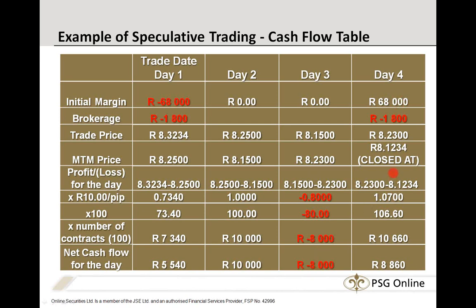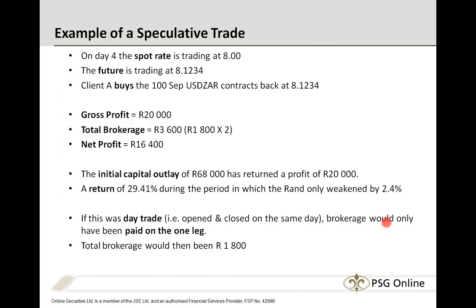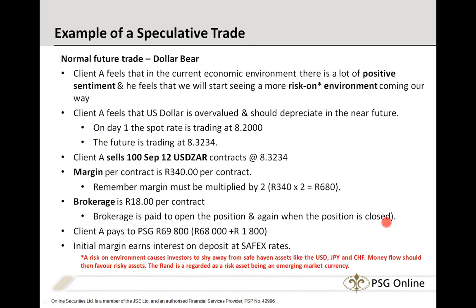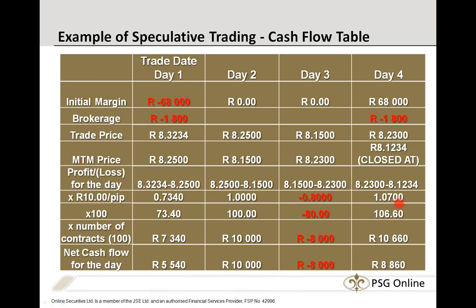And on day 4, we decided to close out. On that day, the Rand went from 8.23 to 8.12 again. We closed out, and on that particular day, 8,860 Rand came into our account. So cumulatively, if you add up every single day, less our 1 day loss, this is how we got that 20,000 Rand. That's our brokerage, and that's the 16,400 Rand I was mentioning just now.